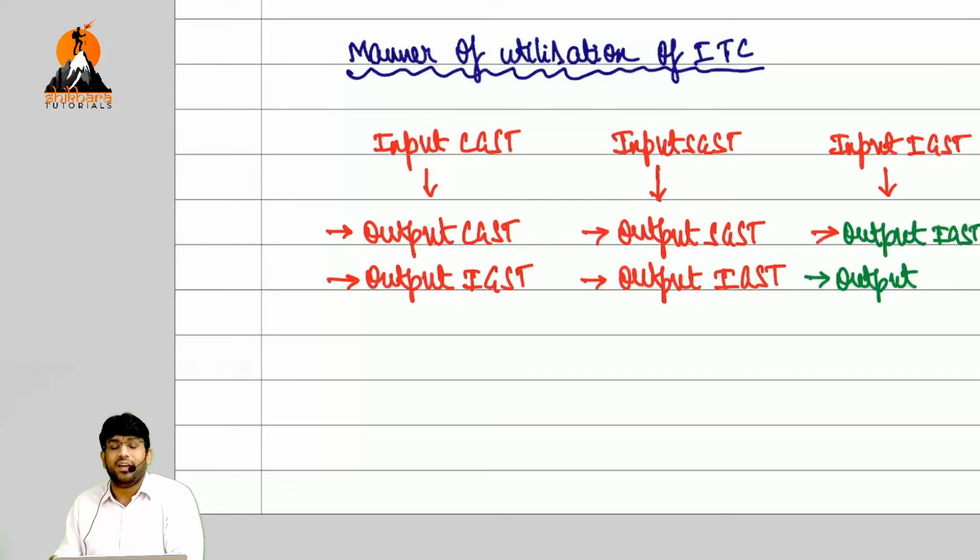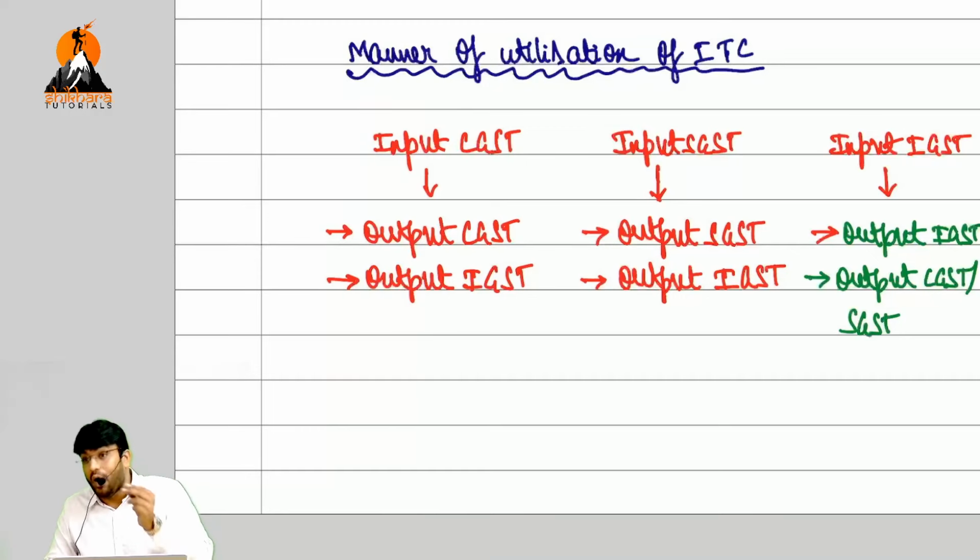How many of you say both? Oh, majority. How many of you say first CGST? Some friends. Good. The answer is output CGST or SGST. Law never told first CGST. You can use it for CGST or SGST. But the beauty I will tell now.